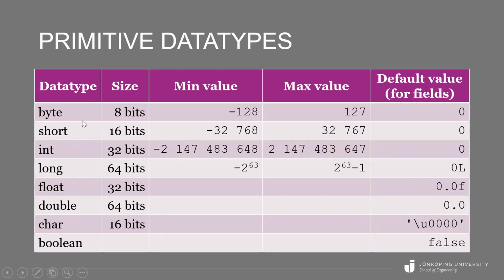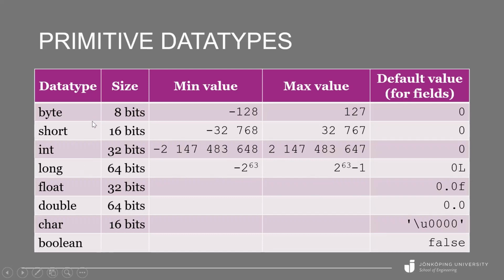To store an integer, we have 4 different data types here. We have byte, short, int and long. The difference between these is how big integers they can store. Byte consists of 8 bits, and it can store integers between this one and this one. Then short is twice as big, and it can store bigger integers. Then we have int, even bigger, and then we have long, which can store really big ones.